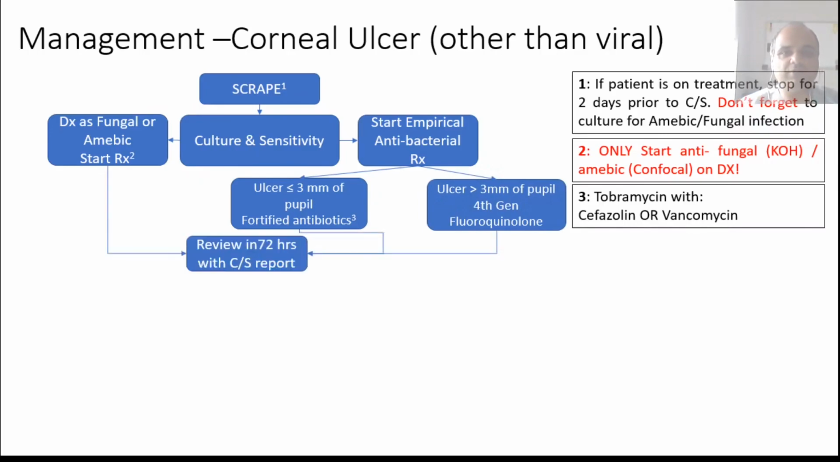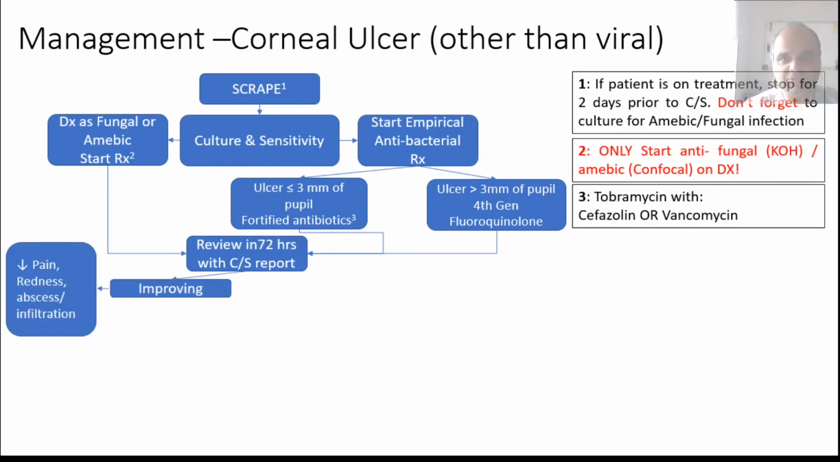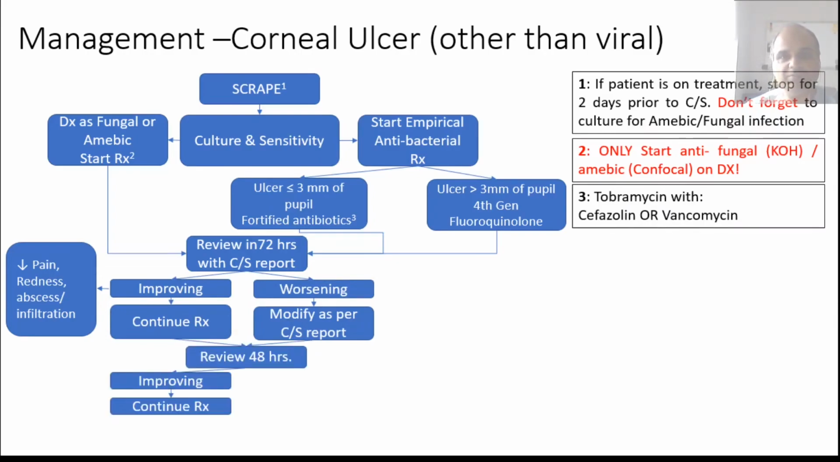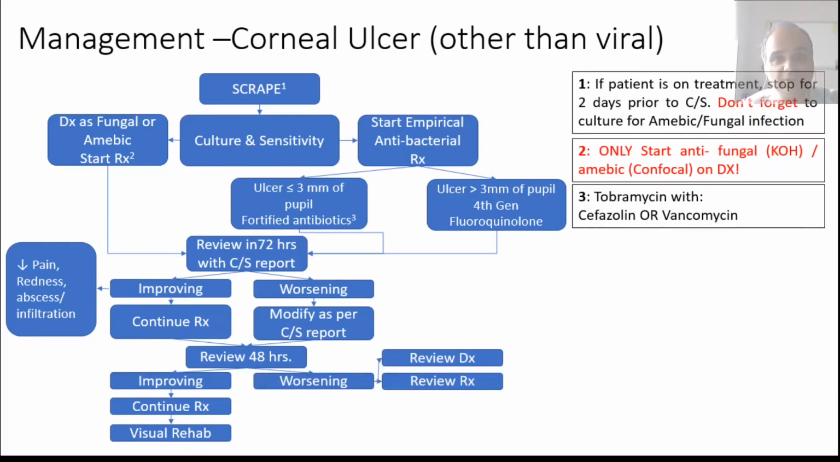And once you have your culture sensitivity report with you, you review your patient, and if he's improving, which is less pain, redness, and abscess or infiltration size, you continue with the treatment. You don't change irrespective of what your CS says. We have discussed this. If he or she is worsening, change the treatment as the CS report says. Review in 48 hours. If it's improving, continue treatment, and then think about visual rehab once the active inflammation is all gone. If it's worsening, review your diagnosis and treatment.